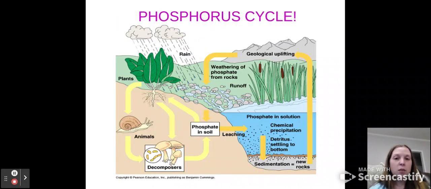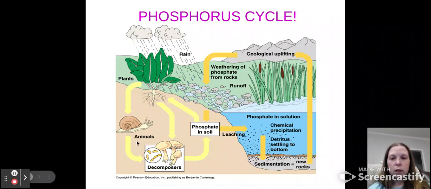Now let's talk about the phosphorus cycle. Let's start with plants. Plants release phosphorus to animals that consume the plants. And then the decomposers will get phosphorus from the dead plants. Phosphates will be in the soil, and they leach out into the water.